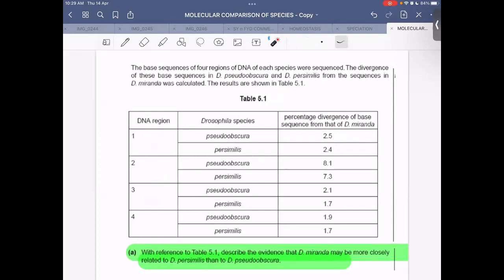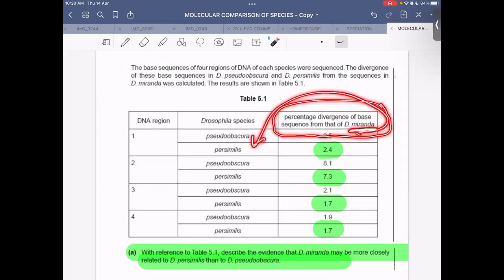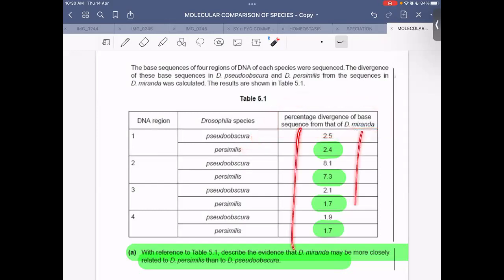The differences between miranda and persimilis are less. Look here, I'll just shade these: this one, this one, this one, and this one, right? The percentage divergence of the base sequence of miranda from each of these species has been listed down over here.